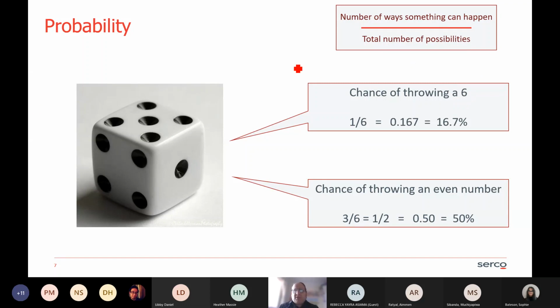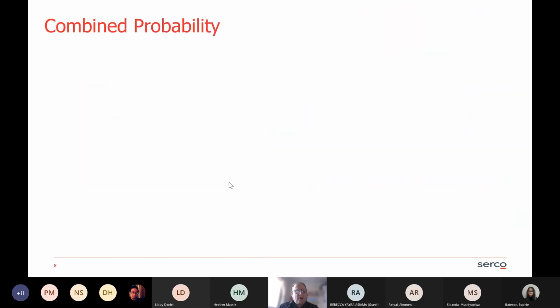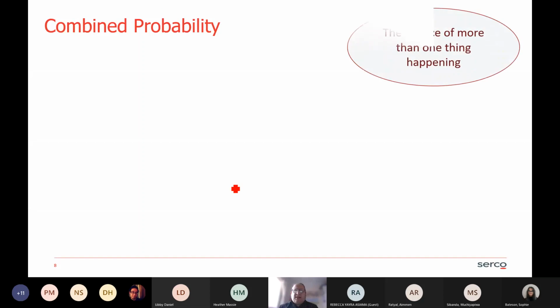So probability in simplest terms is the number of ways something can happen divided by the total number of possibilities. So I mentioned this thing called combined probability. And this is basically the chance of more than one thing happening. So we rolled a dice and I said, what number do we get? 1, 2, 3, 4, 5, 6, or even numbers or odd numbers, or more than a 3 or less than 2, whatever it might be. But a combined probability is 2 things happening.